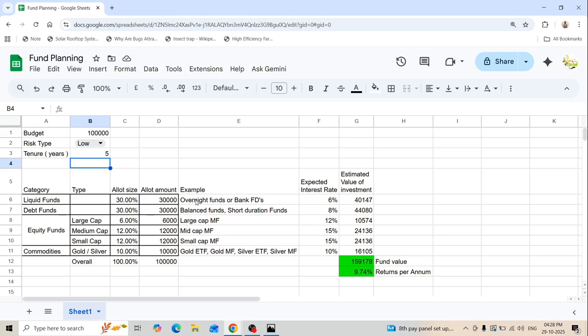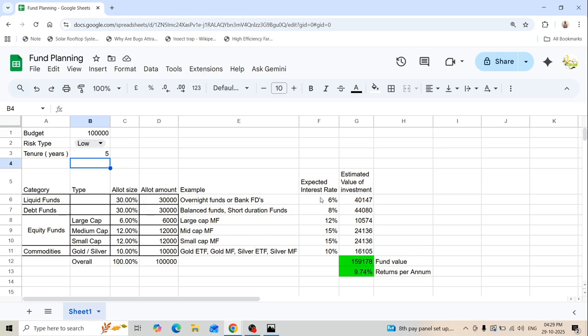Liquid funds means it might be bank FDs or overnight funds, which can be easily liquidated in case of emergency. Debt funds are the kind of short duration funds or balanced funds which are available on our mutual fund platforms. For equity funds, I have distributed into large cap, medium cap and small cap mutual funds. Commodities you can enter as mutual funds or ETFs. There are different kinds of options for commodities also.